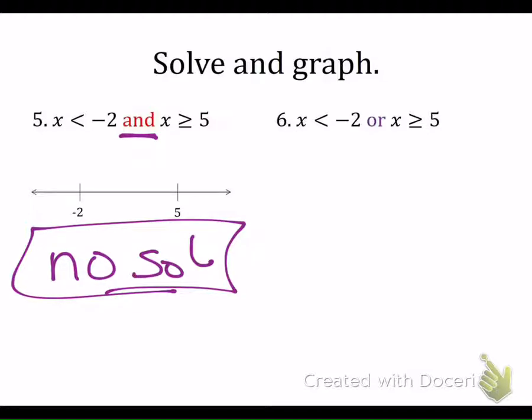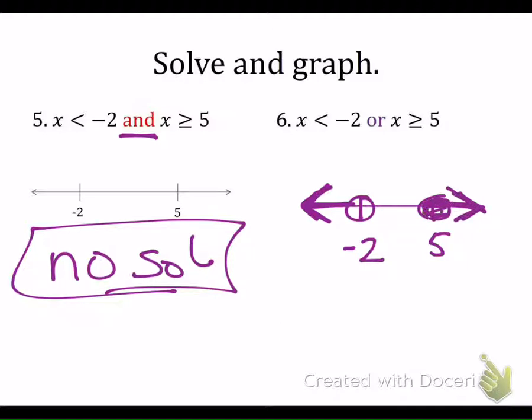Now, the or part is actually what I just erased, right? Because if it makes this part true, that works. If it makes this part true, it also works. So that is my answer. The whole thing is my answer. Wait, what?